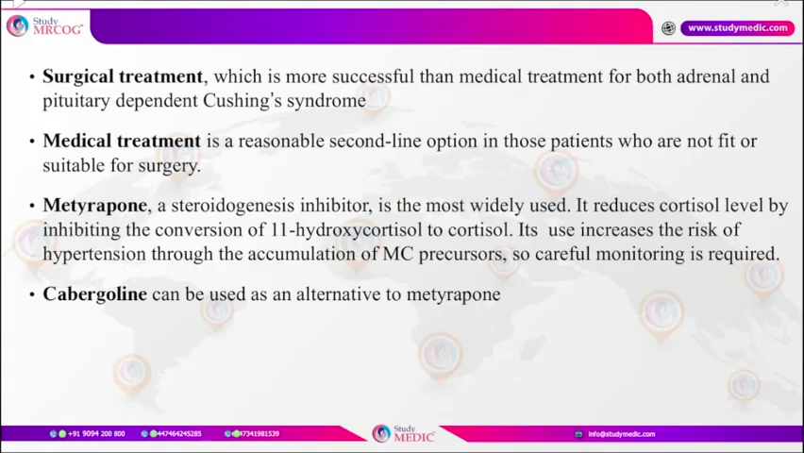Metyrapone is nothing but a steroidogenesis inhibitor and is most widely used these days. It reduces the cortisol level by inhibiting the conversion of 11-deoxycortisol to cortisol. Its use increases the risk of hypertension through the accumulation of mineralocorticoid precursor, and therefore monitoring is very importantly required. Cabergoline can be used as an alternative to metyrapone.